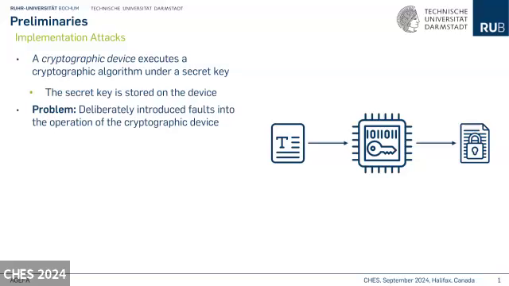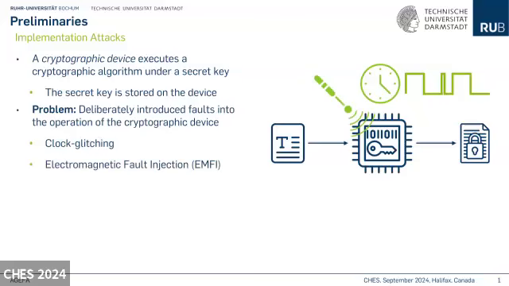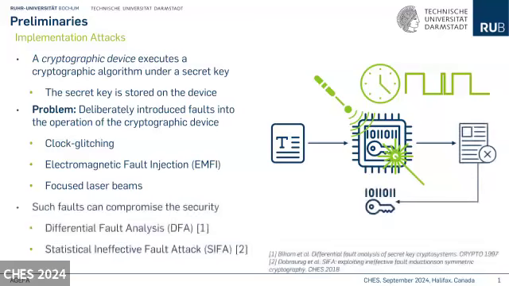And I think the problem here is already clear. We can inject faults into our device in order that it does not behave as expected, for example, by means of clock glitching, or by EMFI, or by focused laser beams, or many more. So in this case, we can, for example, get a faulty output back, which allows us to get information about the secret key, for example, by means of differential fault analysis or SIFA.